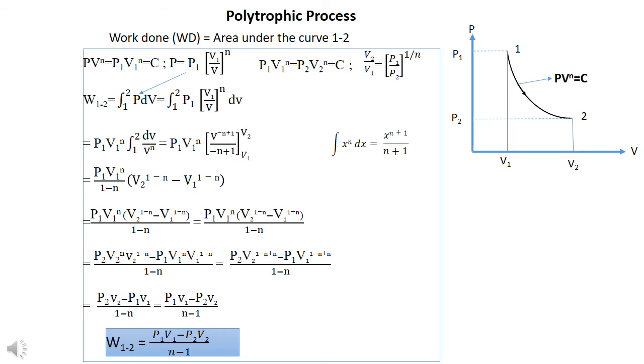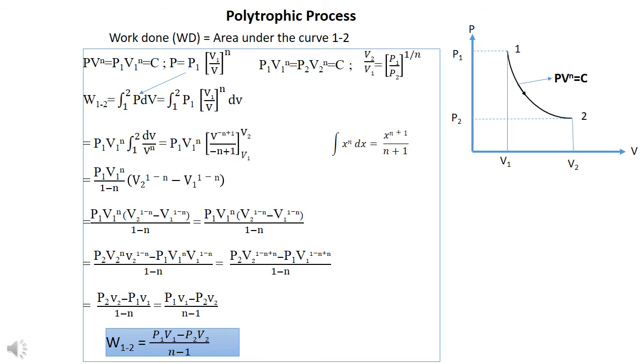So P1 V1^n multiplied by V^(-n+1) divided by (-n+1), between the limits V1 to V2, because the integral of x^n dx equals x^(n+1) divided by (n+1). Here our n is minus n, so I am replacing n with minus n: V^(-n+1) divided by (-n+1).